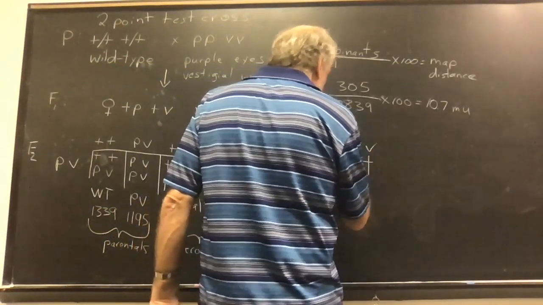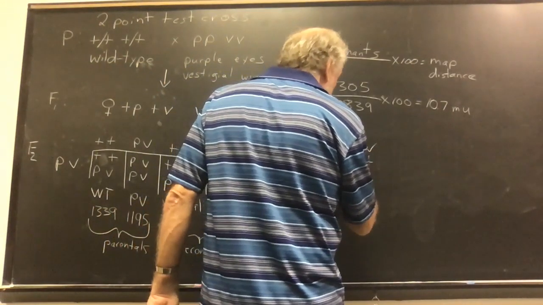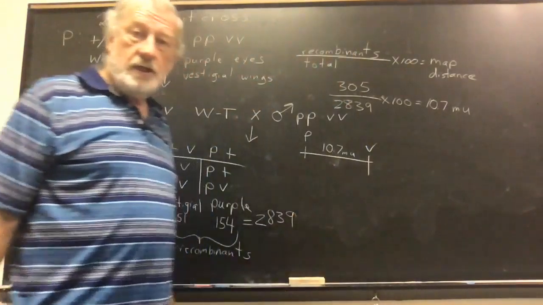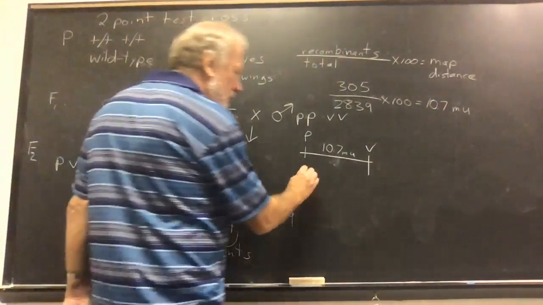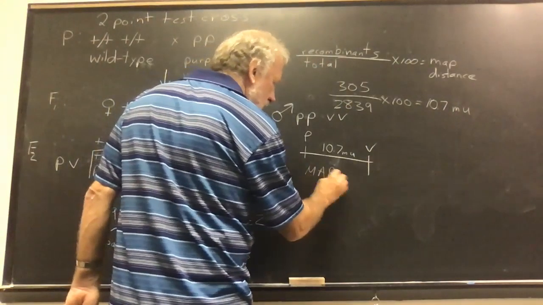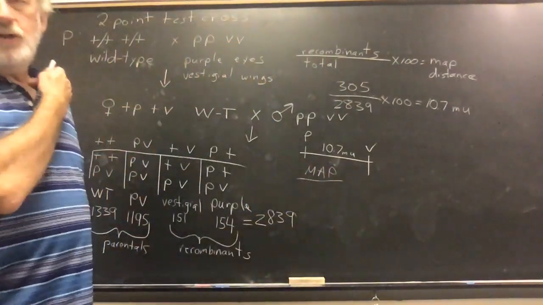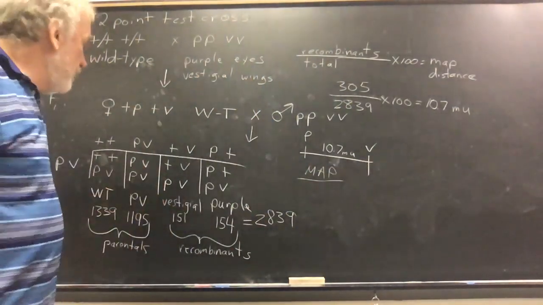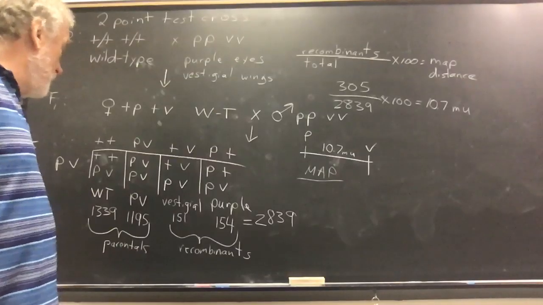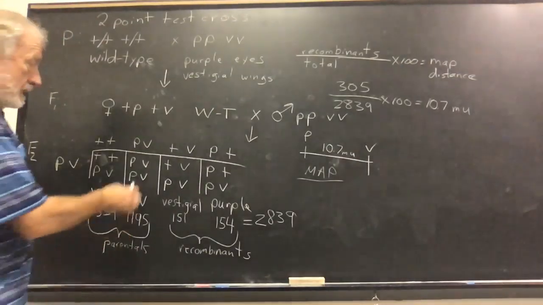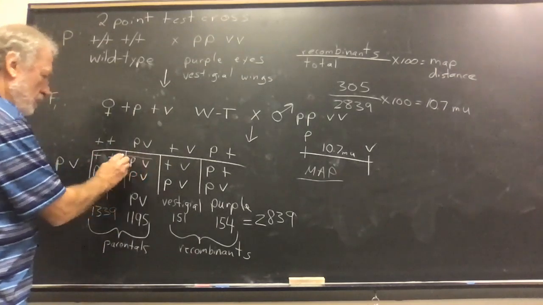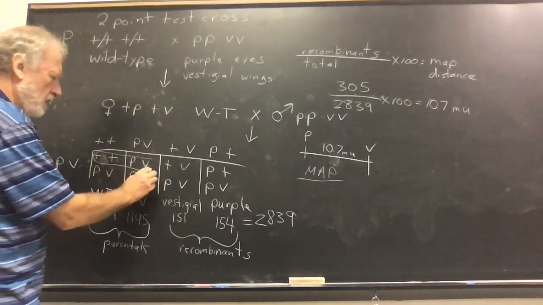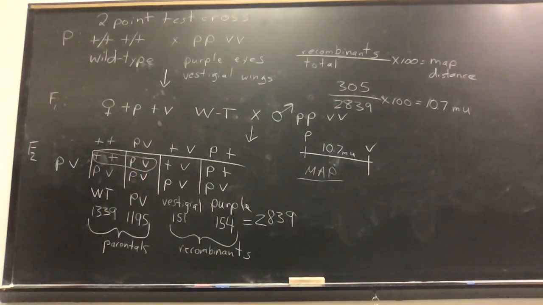Purple, vestigial, 10.7 map units. So this then is our linkage map of these two genes. And now we need to determine the allelic configuration, where we look at the F1 females' allelic configuration here. And we see that the parental gametes are wild type and purple vestigial.